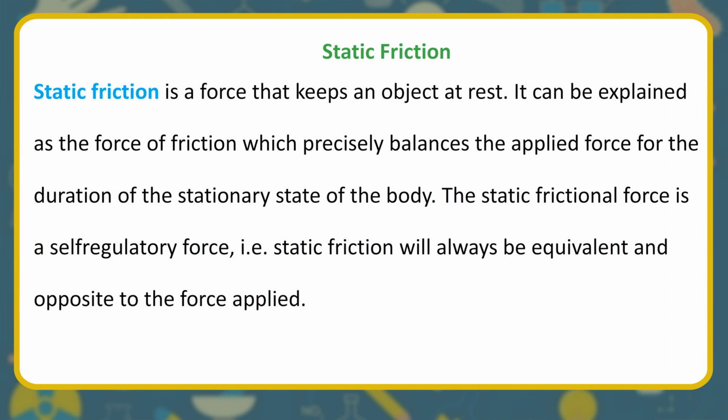Static friction. Static friction is a force that keeps an object at rest. It can be explained as the force of friction which precisely balances the applied force for the duration of the stationary state of the body. The static frictional force is a self-regulatory force, i.e., static friction will always be equivalent and opposite to the force applied.